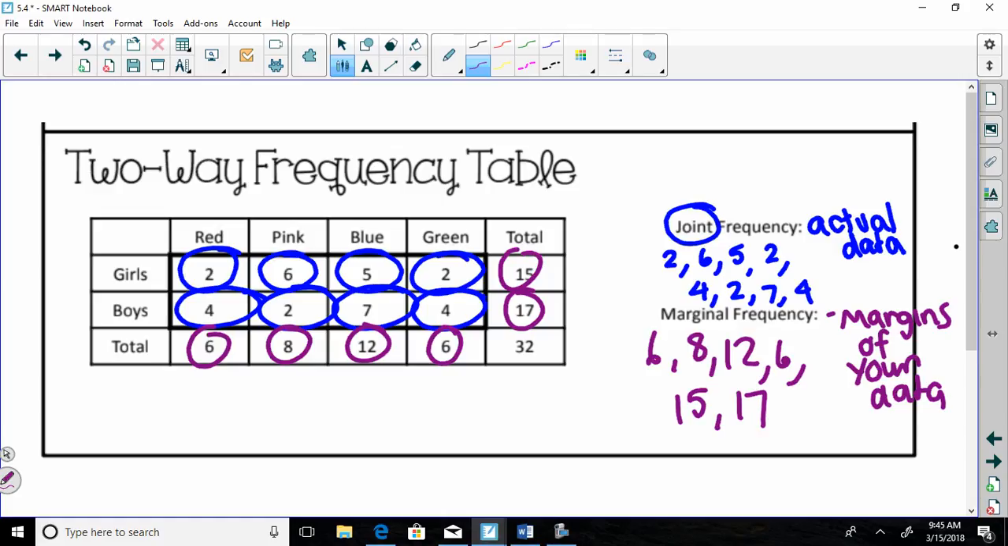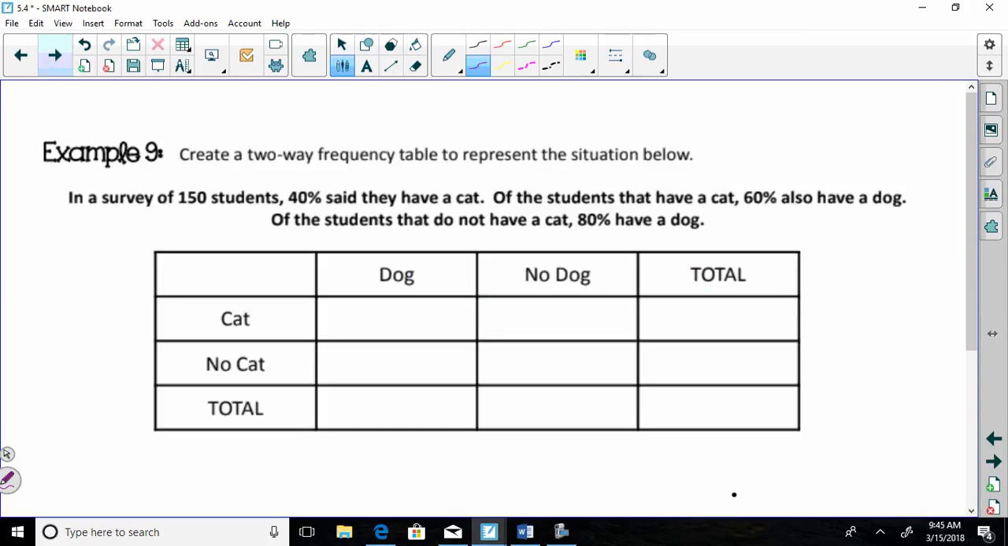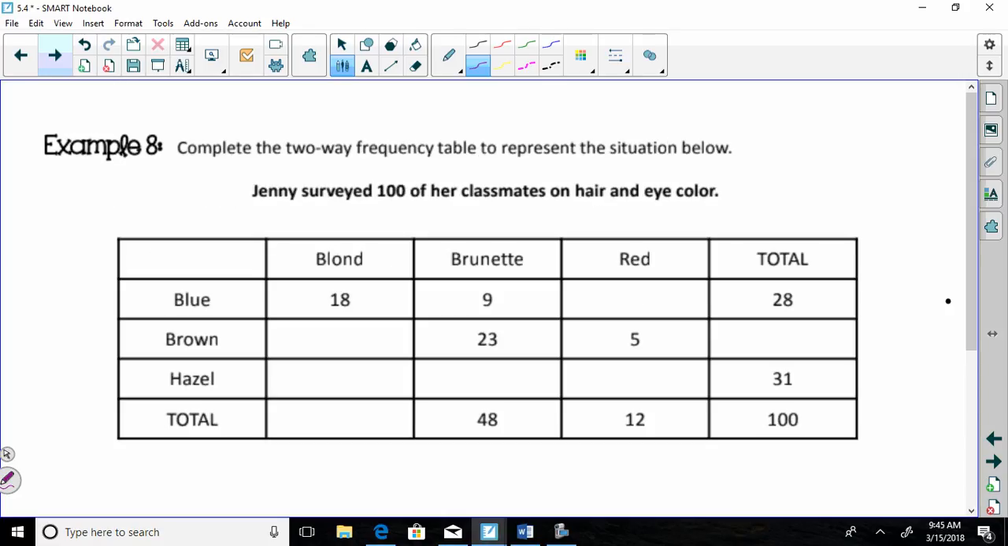Okay, so now we're going to practice when we would actually use this. So you're going to where it says two-way frequency table and opening it up. So it looks like this right here. Example 8, so that should be at the top. It says Jenny surveyed 100 of her classmates on hair and eye color, right? And so we're trying to find basically the missing values. So we're on the top where it says example 8, and it's where it's two-way frequency tables. That's what these are called.